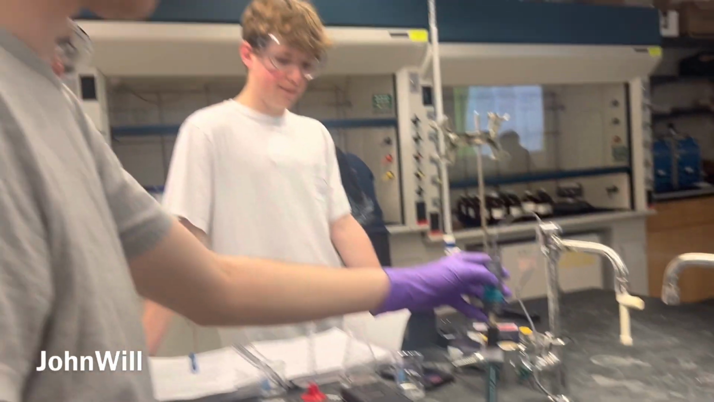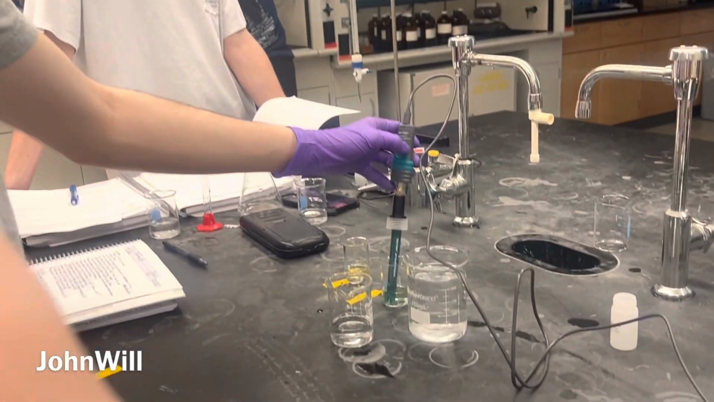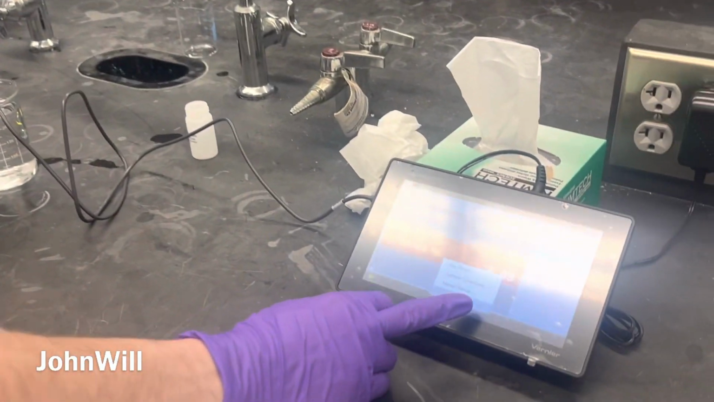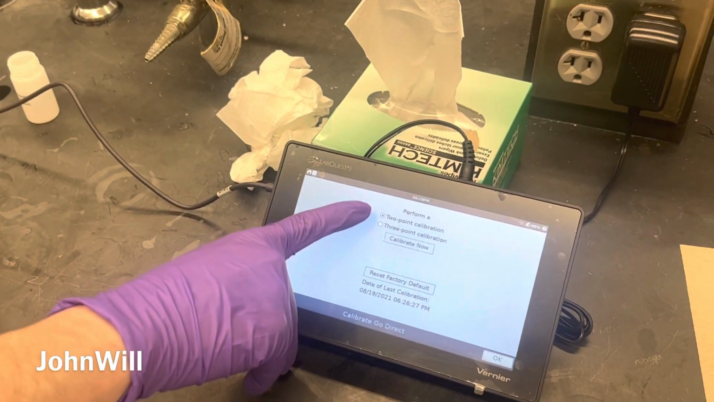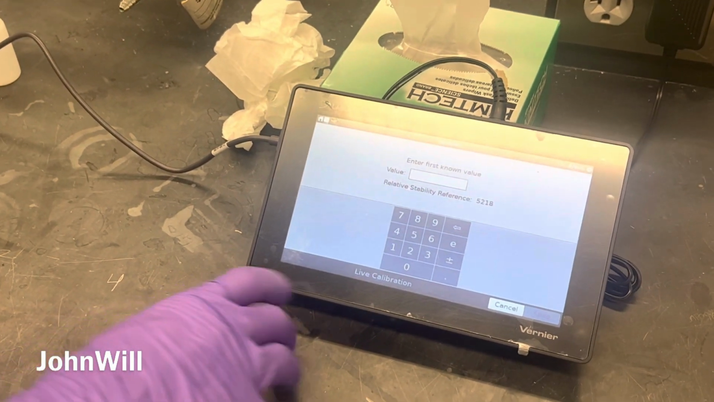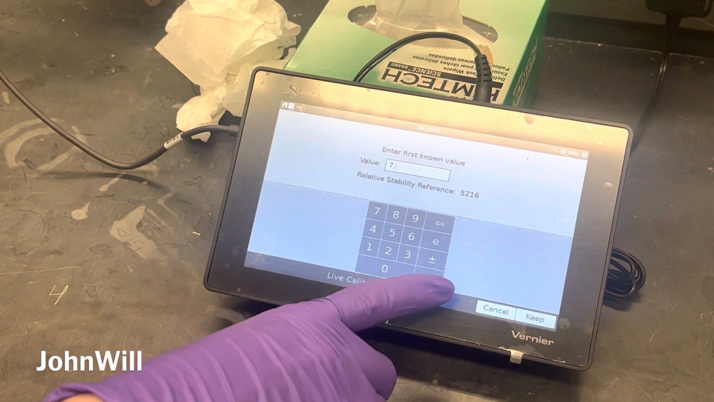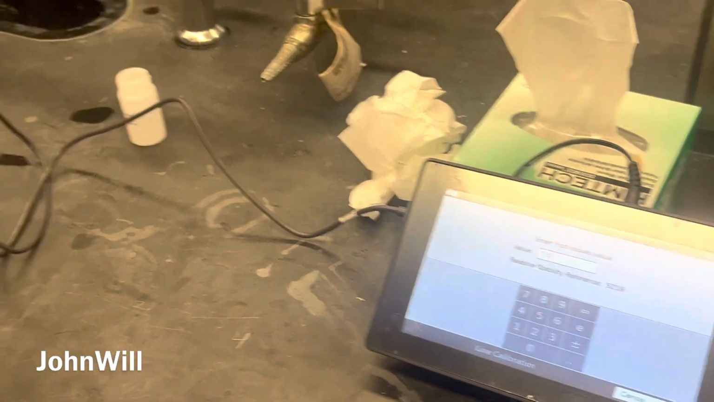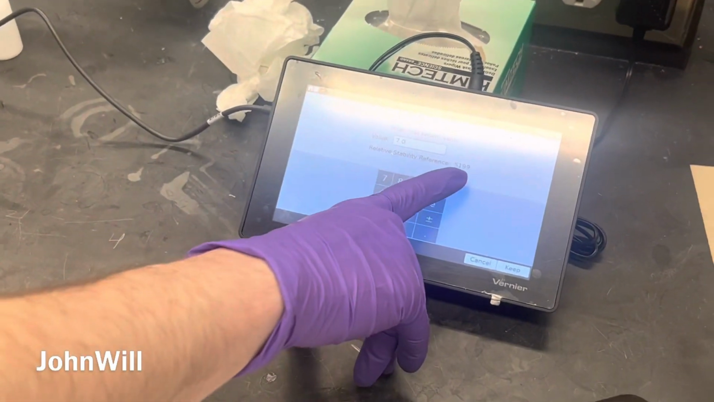The probe was placed into solution. We tested the pH 7 solution first. We performed a 2-point calibration, so we selected this option. We entered the known value, 7, and waited for the reference number to stabilize.